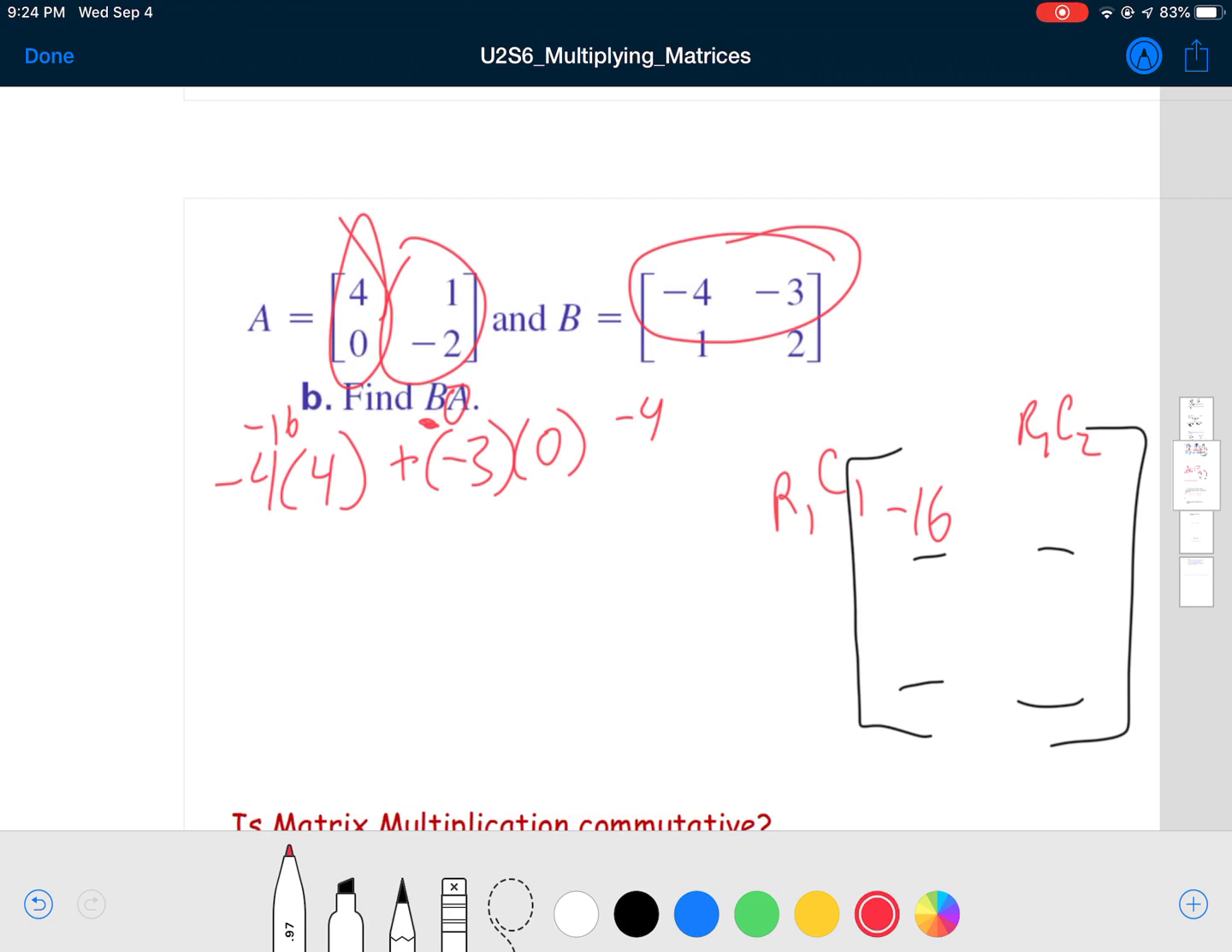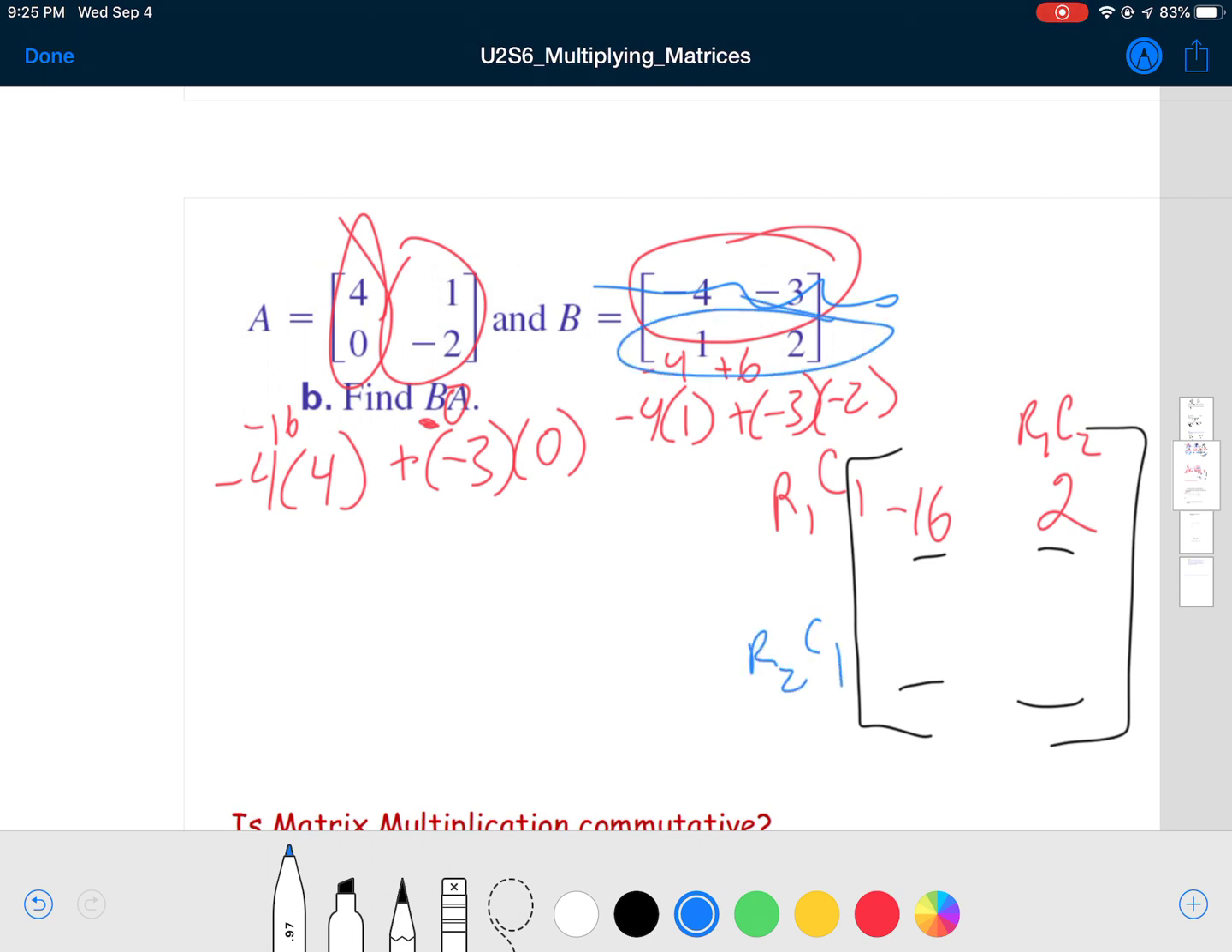And it's going to be -4 times 1 plus -3 times -2. Okay, so -4 plus 6. That's going to leave me with 2. Okay. Done with that. I'm going to move on to row 2, column 1.